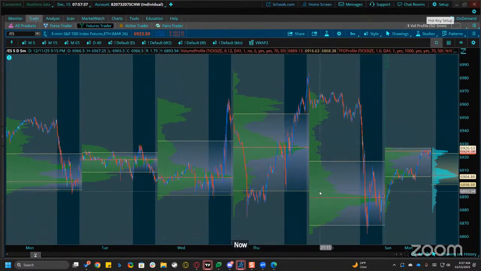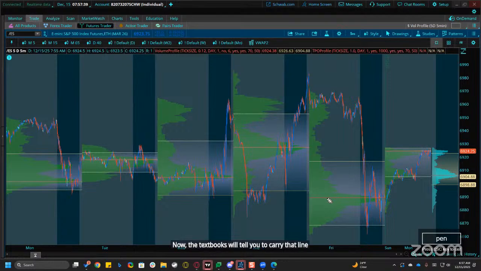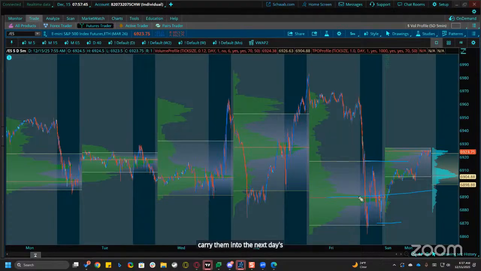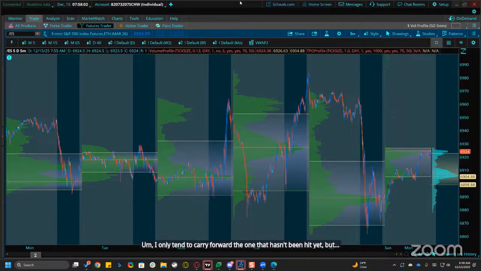Now, the textbooks will tell you to carry that line forward either way. Carry that one and the value area low and high. Carry them into the next day's trading range. I don't. I've got enough pivots. I don't need more pivots, but you do you. It is worth carrying them forward. They do provide insight. I only tend to carry forward the one that hasn't been hit yet, but whatever.